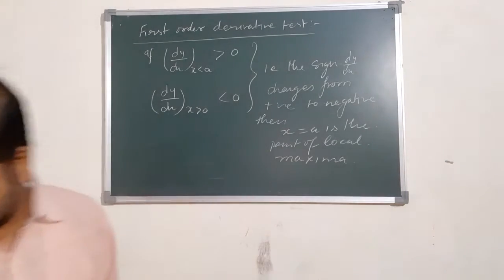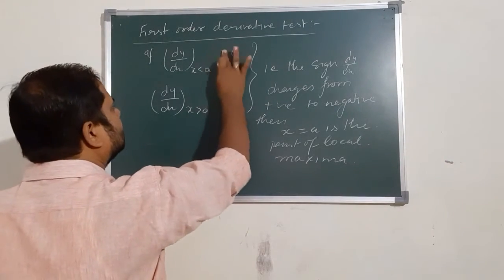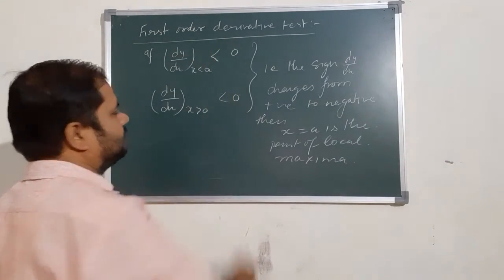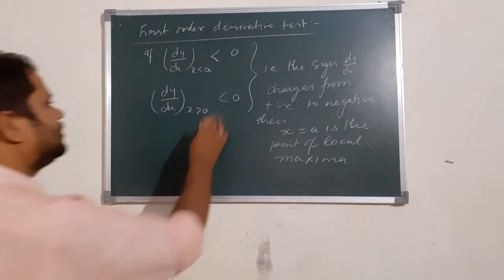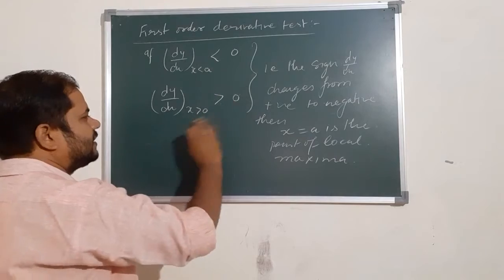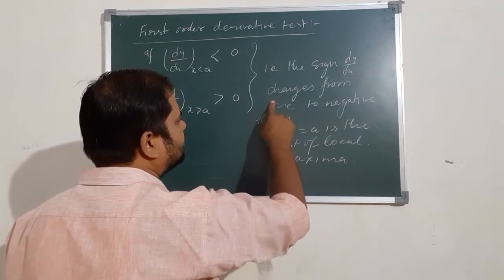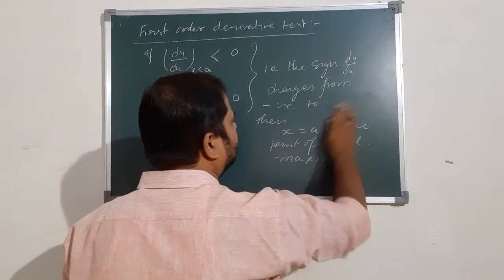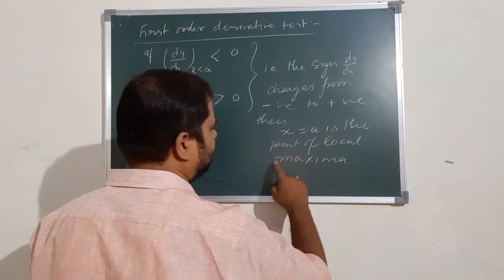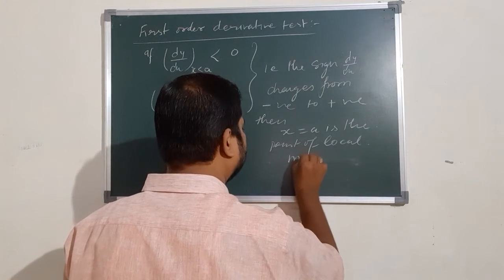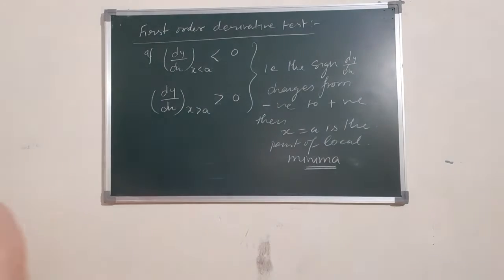Now next, suppose dy by dx is less than 0 for x less than a, and this is greater than 0 for x greater than a, that is the sign of dy by dx changes from negative to positive, then x is equal to a is the point of local minima. Okay, so note it down.